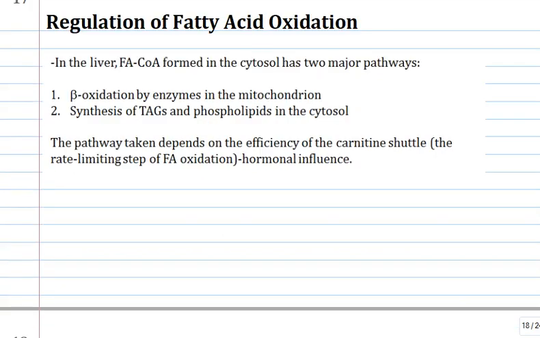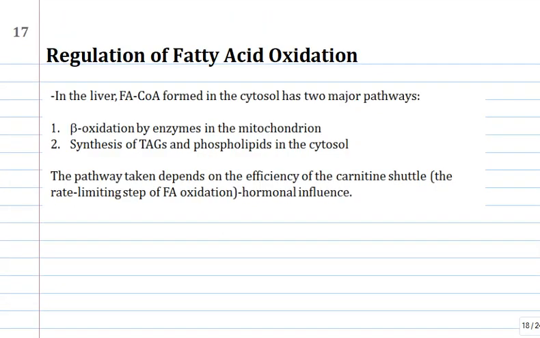So let's end this with the regulation of fatty acids. So how do we regulate fatty acid oxidation? Well, this is a very important area. So in the liver, fatty acyl-CoAs formed in the cytosol have two major pathways. Number one, you can break it down by beta oxidation by enzymes in the mitochondrion. We talked about that before. We'd have to transport the fatty acyl-CoA into the mitochondrion and undergo beta oxidation.